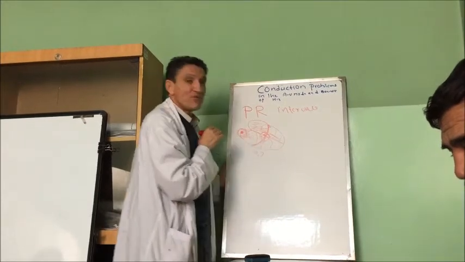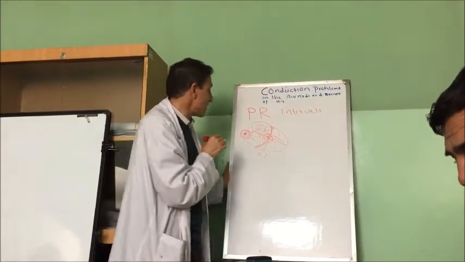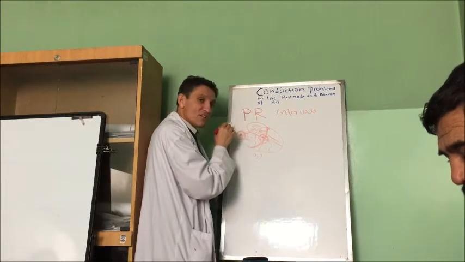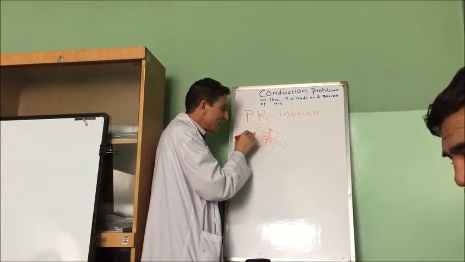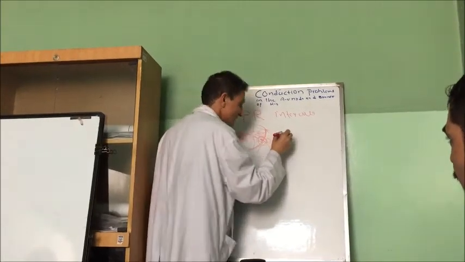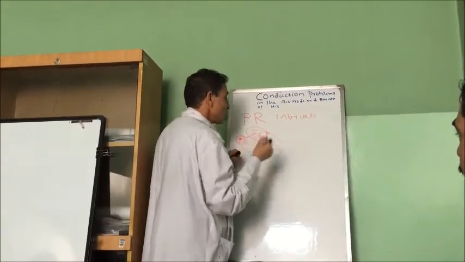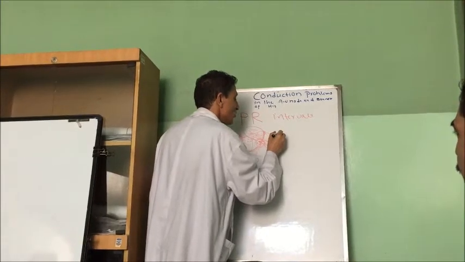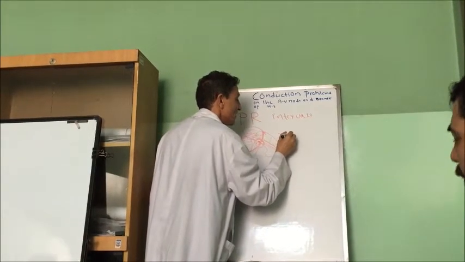Now, for the formation of the PR interval, as I mentioned before, first the SA node produces electrical impulse, then the atria depolarize. The atrial depolarization in the ECG is shown by the P wave.